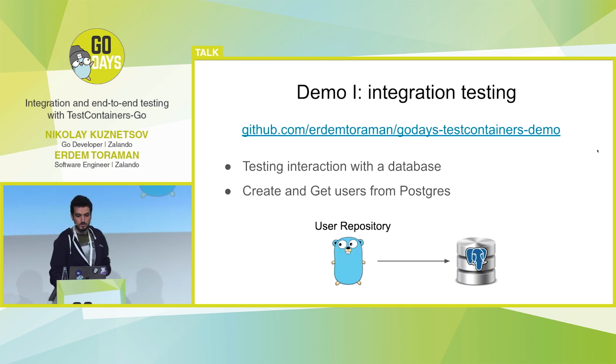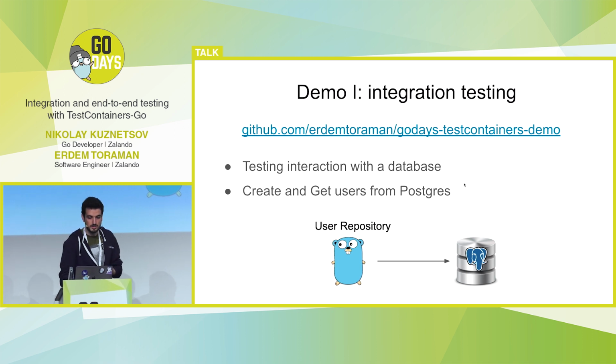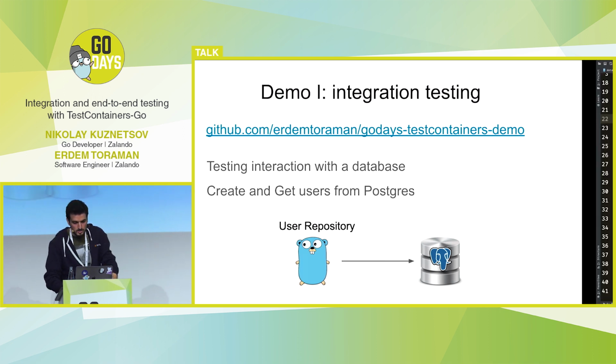We have a Postgres container here. Then we will have our own repository functions. Then within the same test main function, we will start and initiate everything and eventually run everything. So let's start.